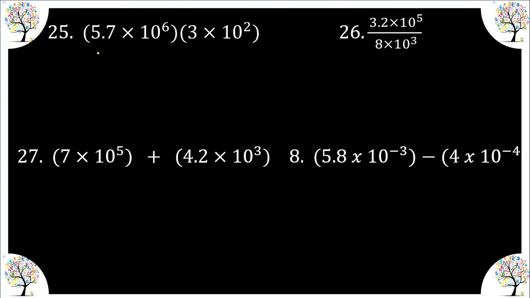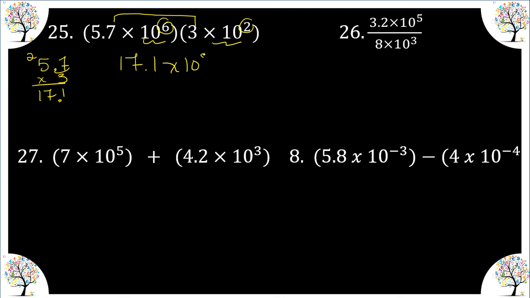Okay, let's do a little application with scientific. When we multiply, we simply multiply the coefficient. So I'm going to have 5.7 times 3. 3 times 7 is 21, carry your 2. 3 times 5 is 15, plus 2 is 17. It's 1 decimal place, so we have 17.1 times 10, and we're going to add exponents because we have the same base. That's the product rule.